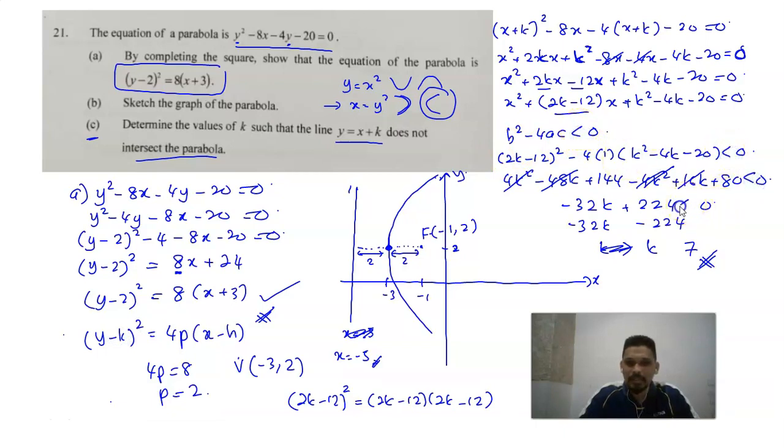So, any value divided by a negative value, negative 224 divided by negative 32, then the sign of less than changes to greater than. That's the mistake, at this point here. You will recall when this line does not intersect the parabola, we come up with the equation of b squared minus 4ac less than 0. Again, less than 0.